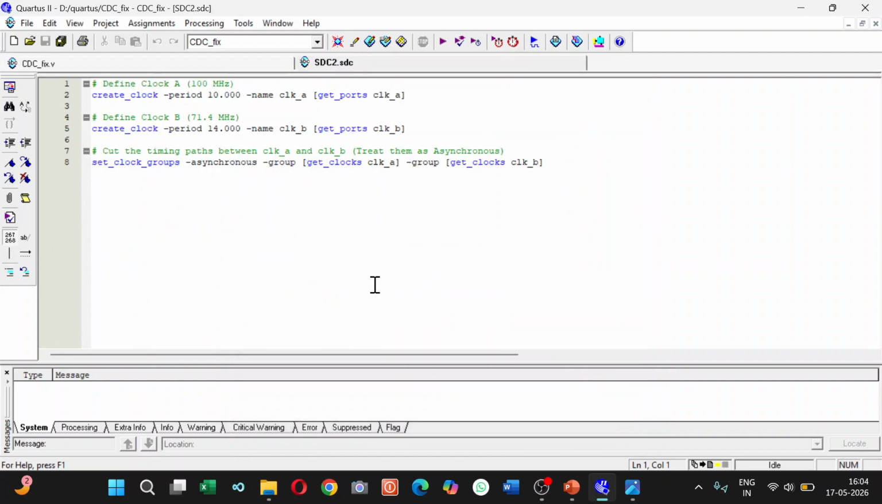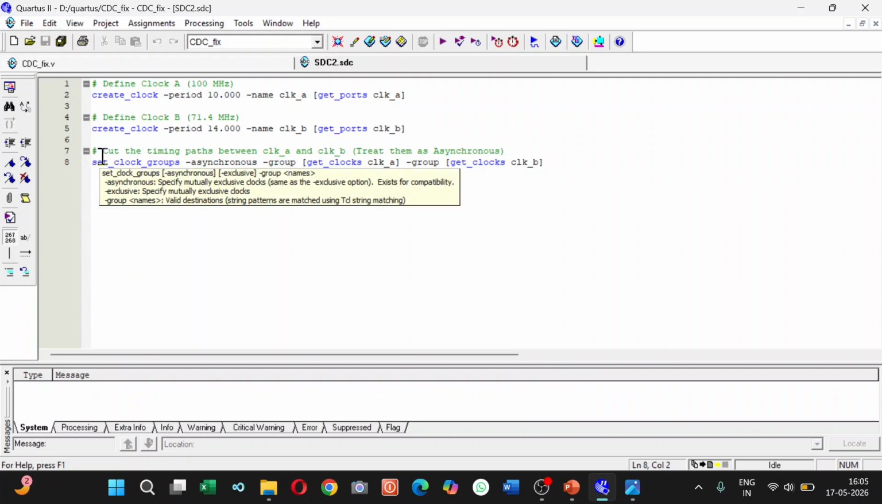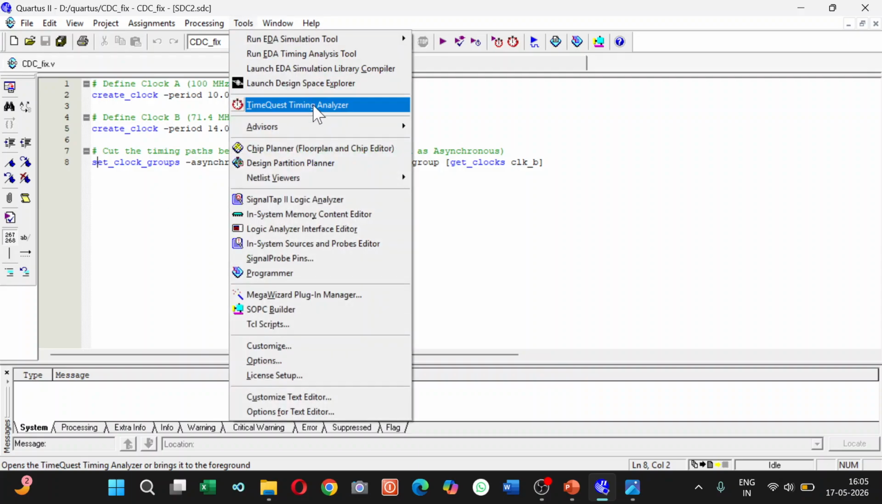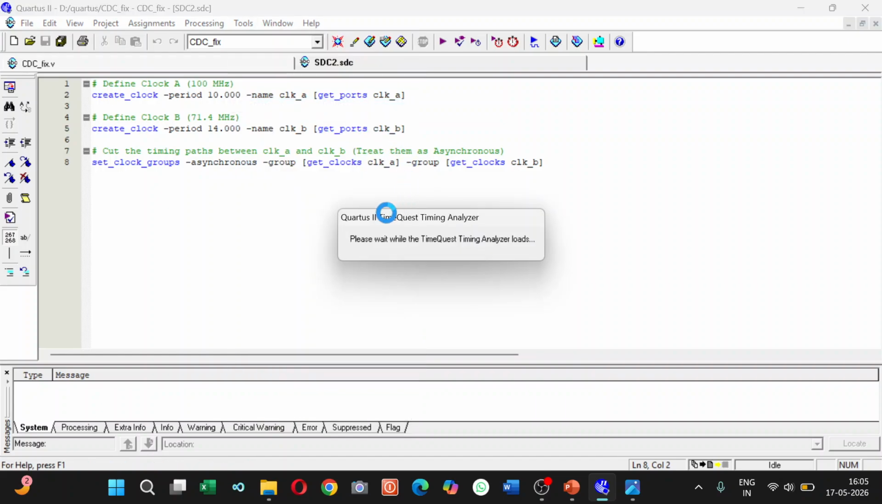Here you can see the script file where we assign the time period for clock A as 100 megahertz, meaning 10 nanoseconds. For clock domain B, we assign a frequency of 40 megahertz. Now see this: we declare that clock A and clock B are treated as asynchronous. Now let us see the effect when the timing analyzer treats them as asynchronous.